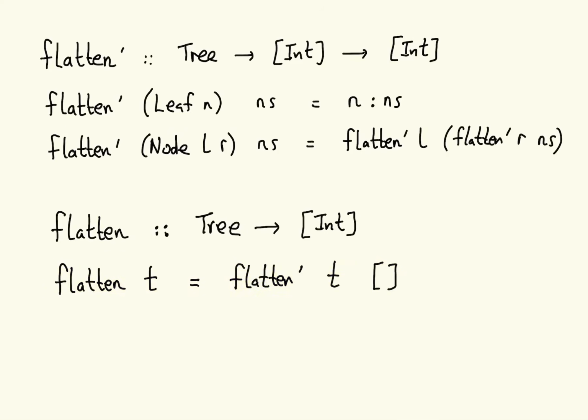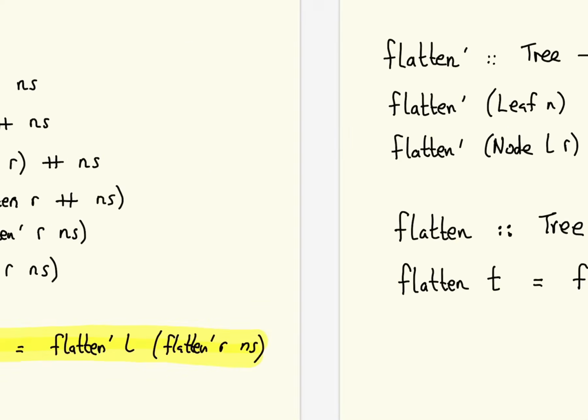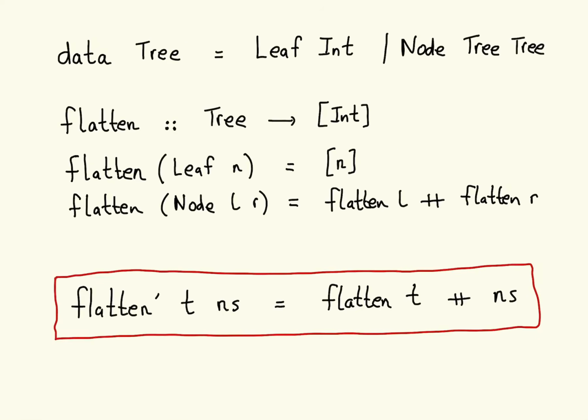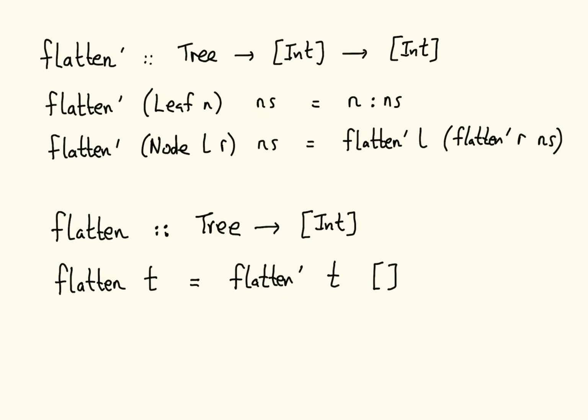So what's actually going on here on the right hand side? Why is passing in the empty list the right thing to do? Well, you can look back again to the specification for what flatten prime does. It takes a tree t and a list of numbers n's, and then on the right hand side it's going to flatten the tree and then append the list of numbers on the end. So if we provide the empty list as the list of numbers, this flatten prime function is going to simply append the empty list on the end, which of course is going to do nothing. So that's why supplying the empty list as the parameter here is the right thing to do.